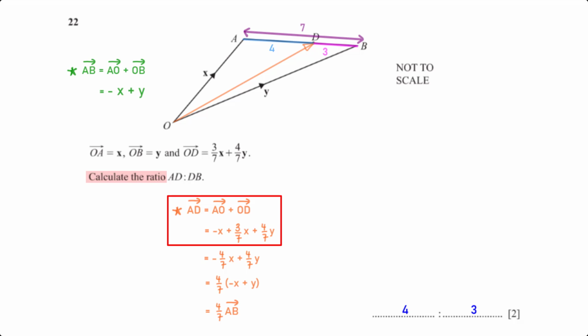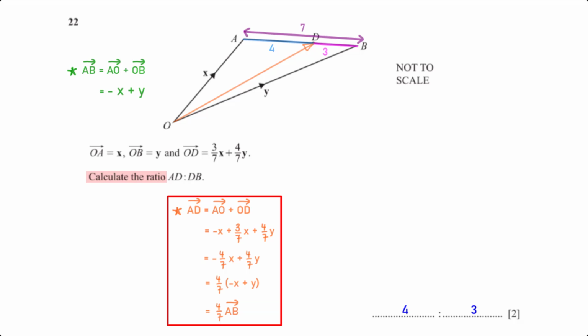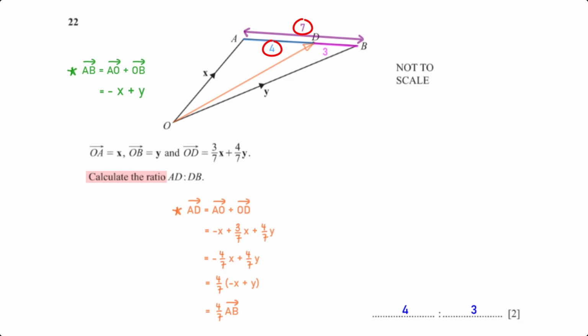When we group like terms, minus x plus 3 over 7x is minus 4 over 7x. When we factor out 4 over 7, we are left with minus x plus y. Minus x plus y is AB, so we have 4 over 7 AB. If AD is 4 over 7 of AB, then DB is 7 minus 4, which is 3. So AD is to DB equals 4 is to 3.